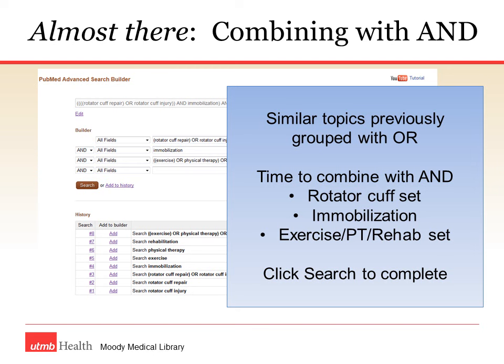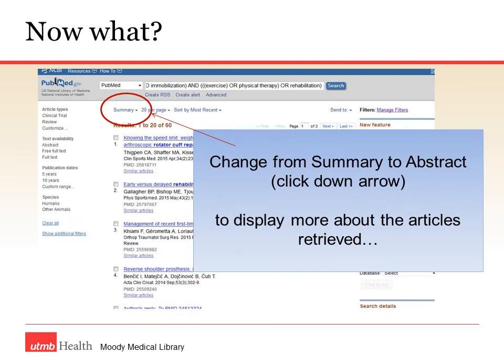And this time I want AND with each condition because I want rotator cuff repair and immobilization and exercise, all of those to exist. If I click search to complete, look what I have now. I've just got this nice list of the first 20 articles, but what do I really have? I think I want to see more.